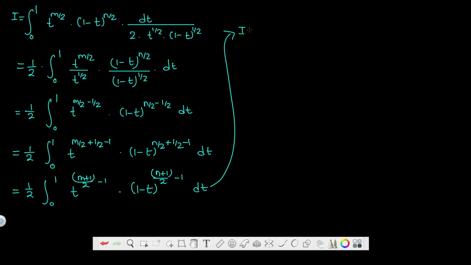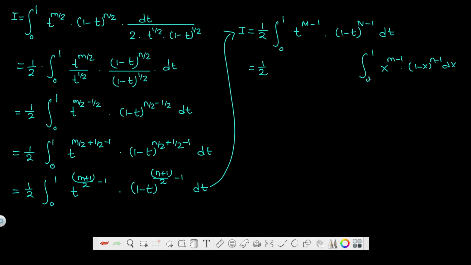So our integral I equals 1 over 2 integral 0 to 1 t to the power, I will let this m plus 1 over 2 as capital M, so capital M minus 1 times 1 minus t, and I will let this n plus 1 over 2 as capital N, and we have minus 1 dt equals 1 over 2. So previously we learned that integral 0 to 1 x to the power m minus 1 times 1 minus x to the power n minus 1 dx is beta m comma n.